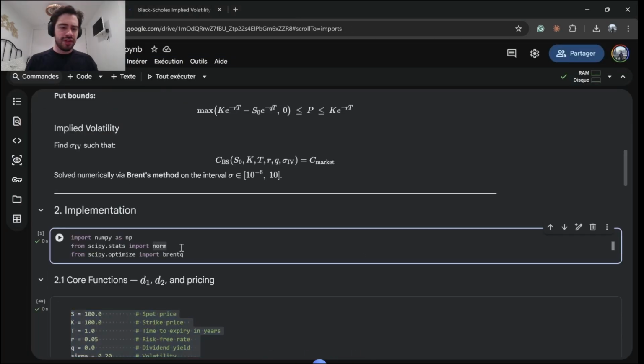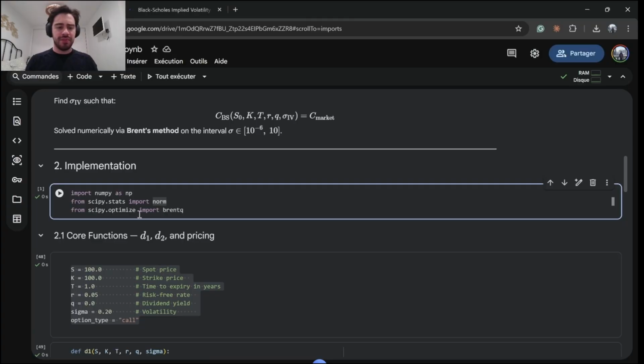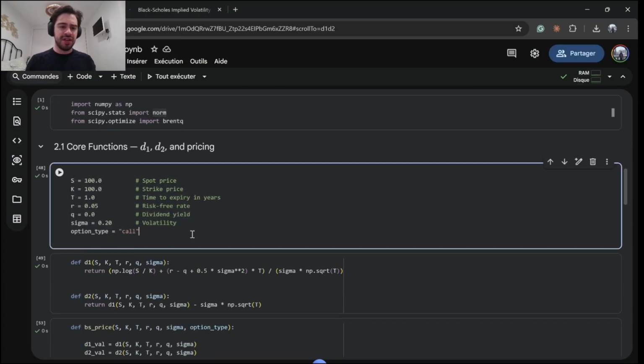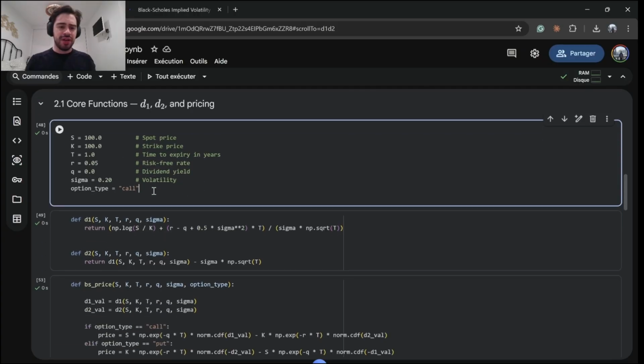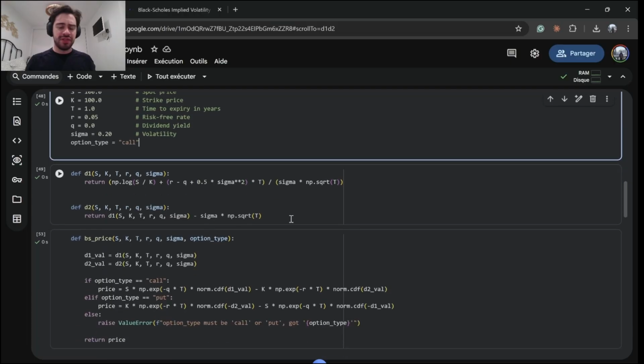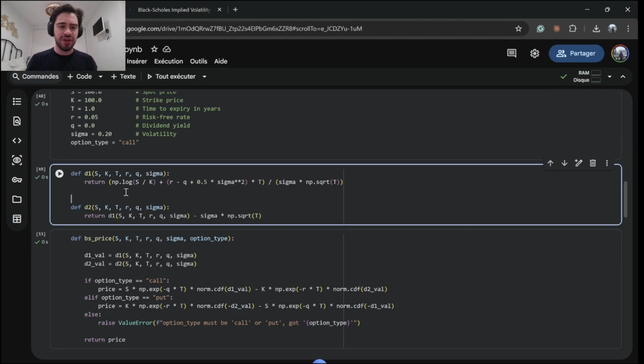For the coding part, this is quite simple. I'm just using the NumPy and SciPy optimized libraries, and these are my inputs. This is an example of an at-the-money call. For building the functions, I'm using what's called a modular approach. So instead of building one unique function, I'm building small functions, and then I'm going to call these small functions to build a larger one. So d1 and d2 are basically the formulas that were shown.